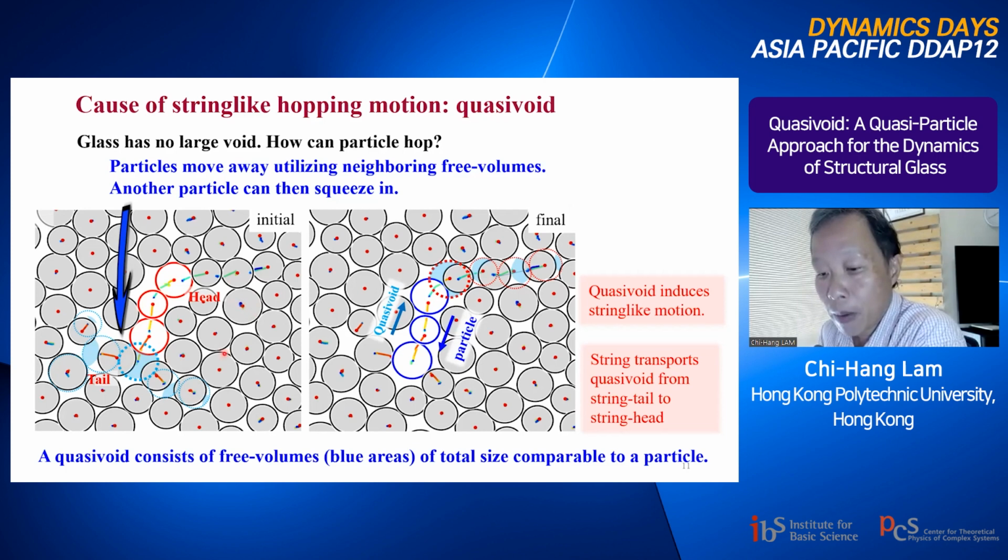Now, this is the initial particle configuration for this string-like motion. And we consider that these free volume fragments, we call them one quasivoid, which consists of a few free volumes, and the total volume of them is comparable to that of one single particle. This is the final configuration after this string-like motion. And we can see that there are fewer free volumes because the free volumes become right here after the particle has hopped. So the conclusion is that quasivoid induces string-like motion, and also string-like motion transports the quasivoid from the string tail to the string head.